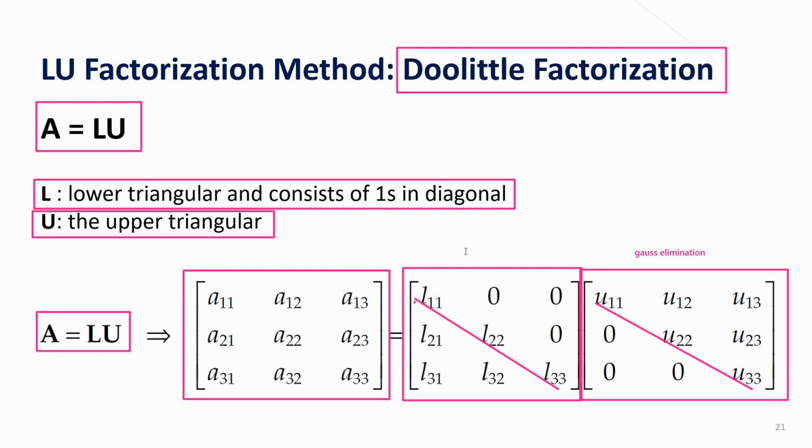What about L? Okay, this will be generated along the way as you generate the U matrix. What do you mean by along the way? Okay, you can see it in a moment in the example.